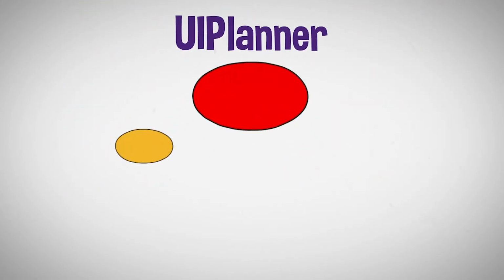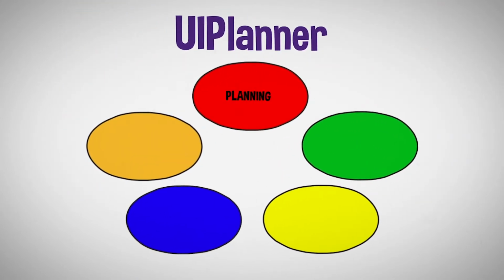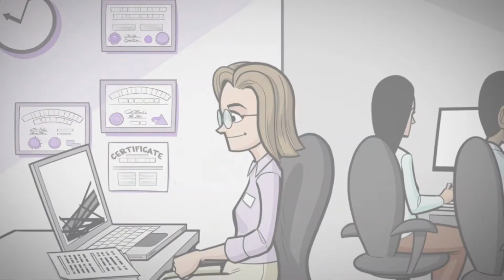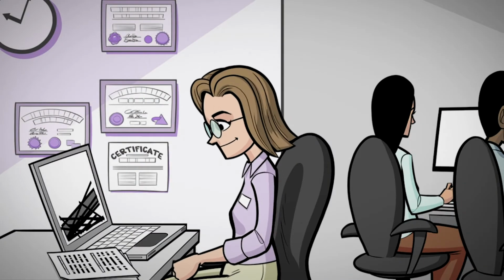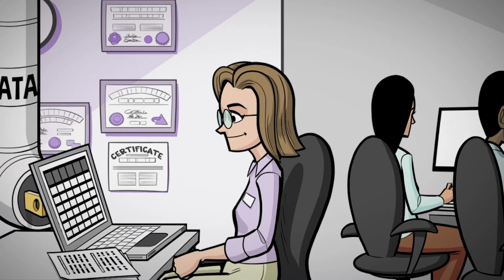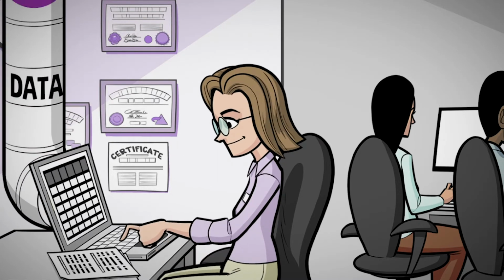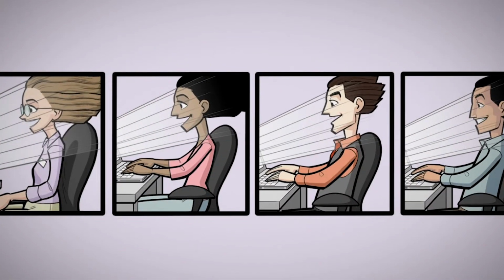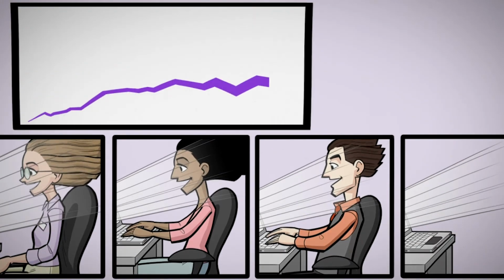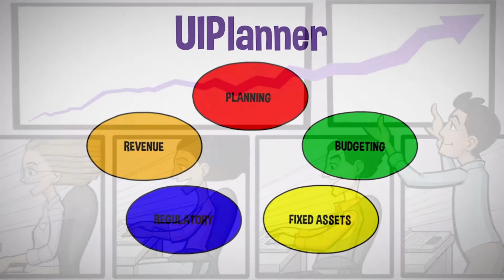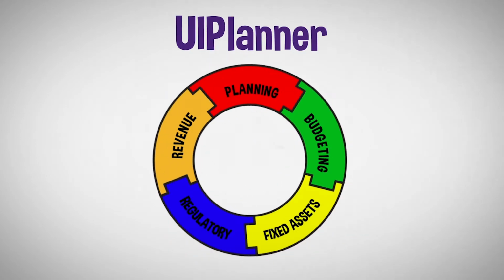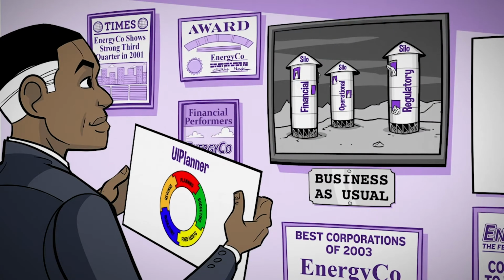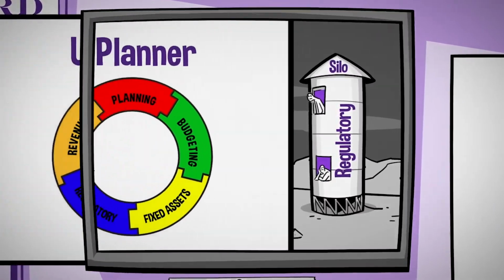UI Planner is a set of modeling tools for financial planning, budgeting, fixed assets, regulatory, and revenue. Each solution gives analysts a powerful, easy-to-use rules engine that can help us transform huge amounts of data into useful information. With each module we added, our analysts became more efficient, while their forecasting and analysis became more robust. As an end-to-end integrated solution, UI Planner has transformed our business as usual.